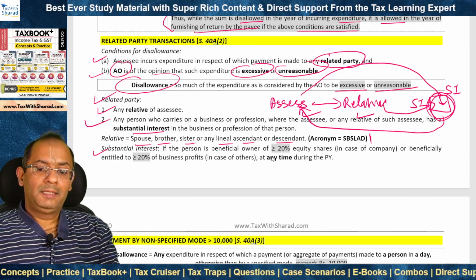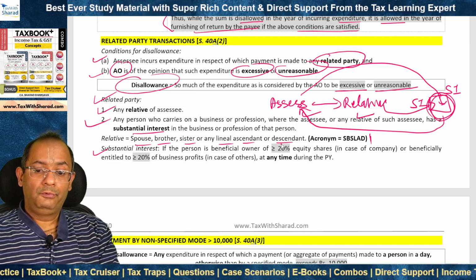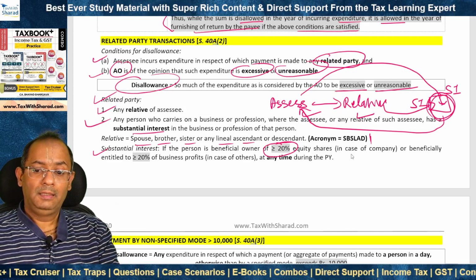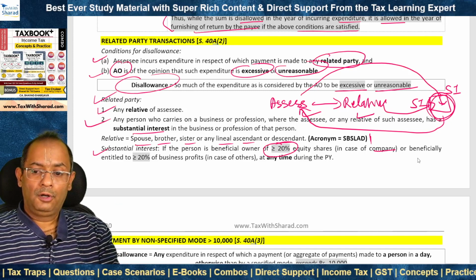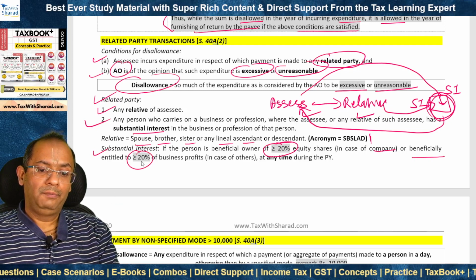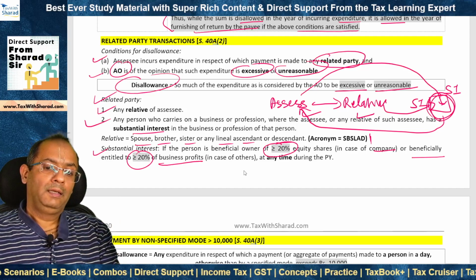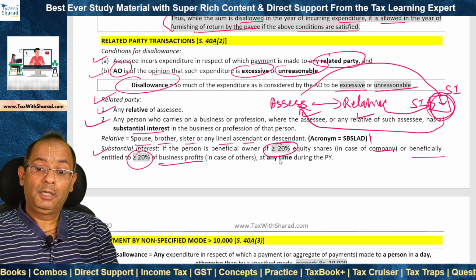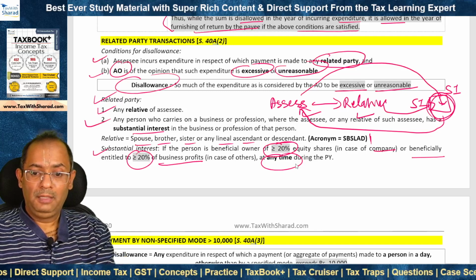For substantial interest, the person should be the beneficial owner of 20% or more equity shares if it is a case of a company, or should be beneficially entitled to 20% or more of business profits in the case of non-company. At what time? At any time during the previous year.